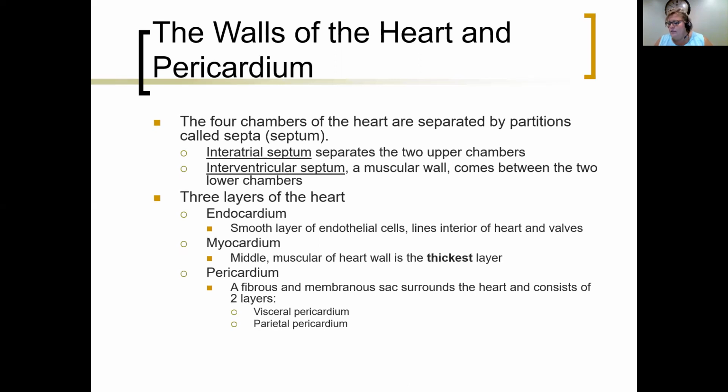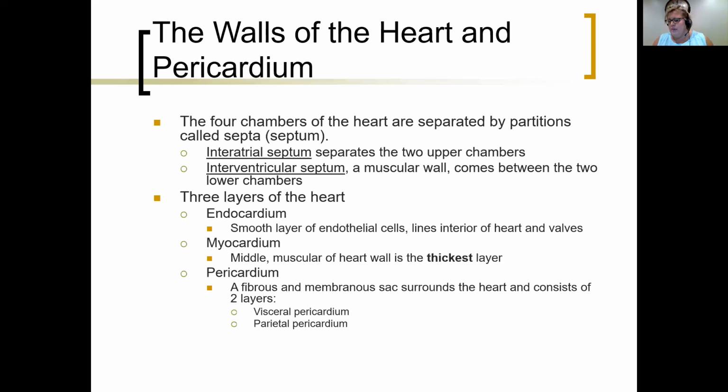And number 5, the blue, is the pericardium. It's a fibrous and membranous sac that surrounds the heart, and the pericardium has 2 layers. It has the visceral pericardium and the parietal pericardium. The visceral is closer to the heart, and the parietal is the outermost membrane, or the outermost layer of the pericardium. In between those 2 is a pericardial cavity, and this is where pericardial fluid circulates and keeps those layers from sticking together.